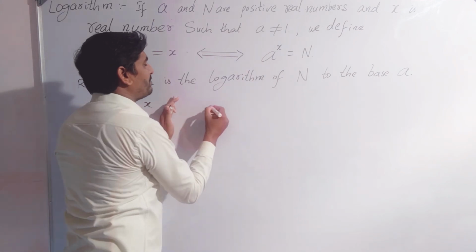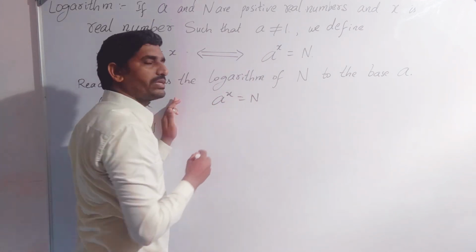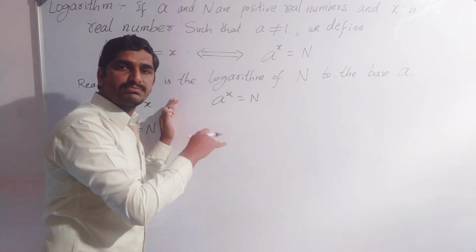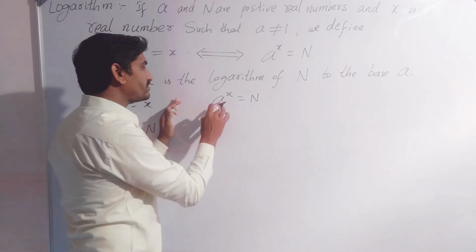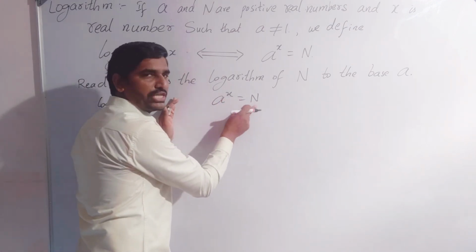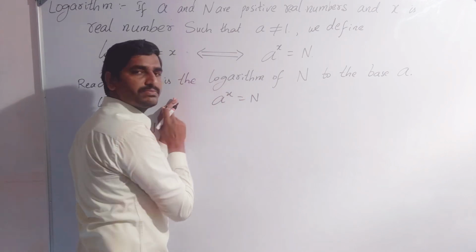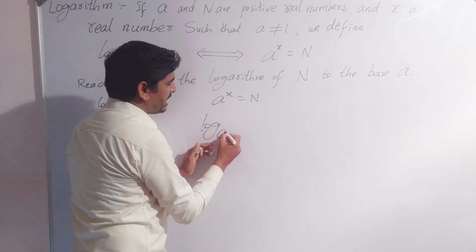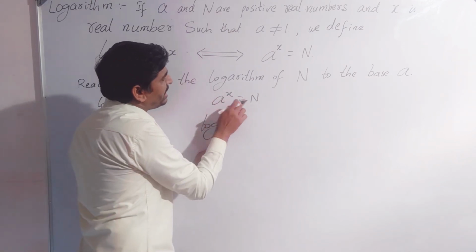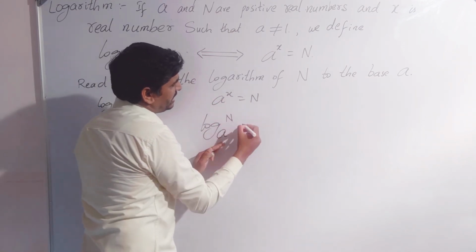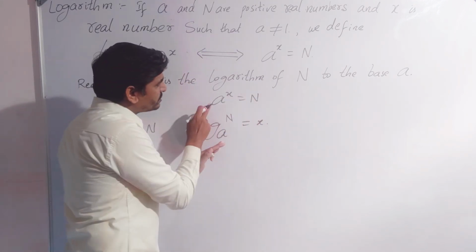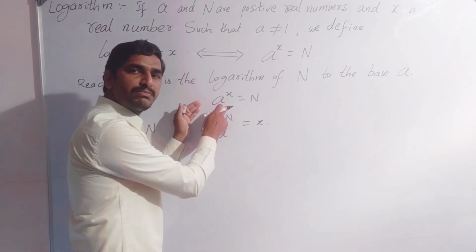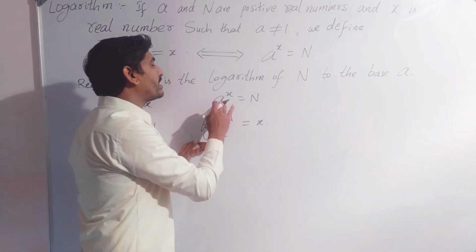Suppose the exponential form is given: a to the power x is equal to n. Now we have to convert this into logarithmic form. How to convert? The base is the same; the powers are interchanged. There is no change in the base, so the logarithm is to the base a only. These two are interchanged: n comes here and x goes there. So we are converting the exponential form a to the power x equal to n into logarithmic form.